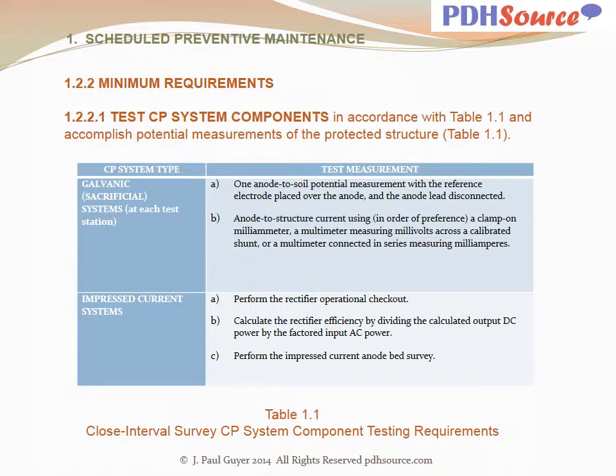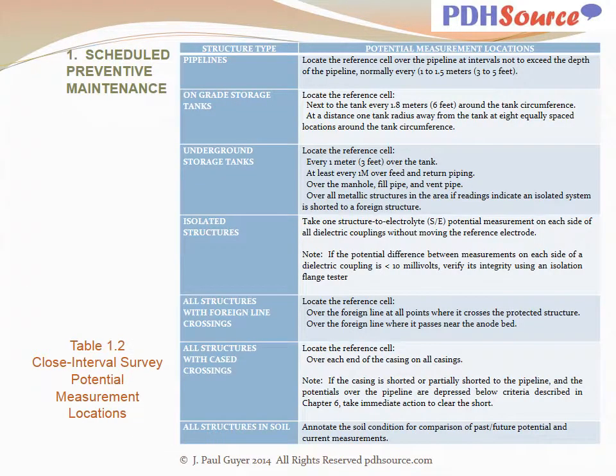For an impressed current system, perform a rectifier operational checkout. Calculate the rectifier efficiency by dividing the calculated output DC power by the factored input AC power, and perform the impressed current anode bed survey. Other scheduled preventive maintenance for other features is as described on this table: for pipelines, on-grade storage tanks, underground storage tanks, isolated structures, all structures with foreign line crossings, all structures with cased crossings, and all structures in soil.